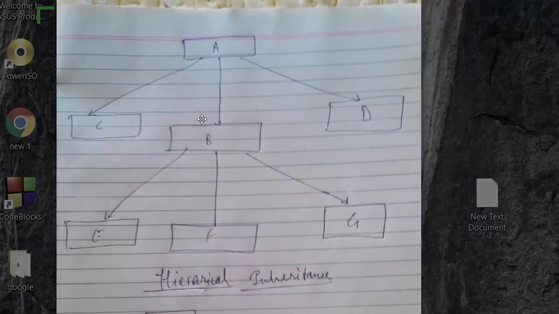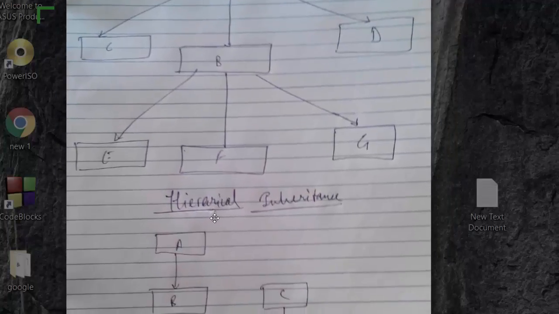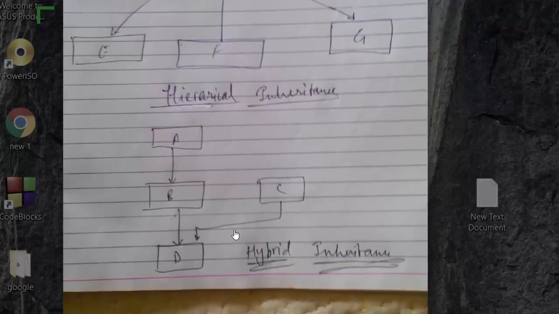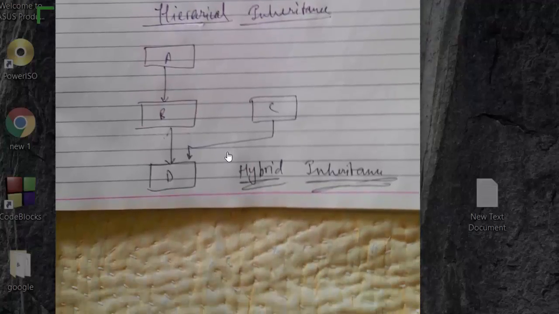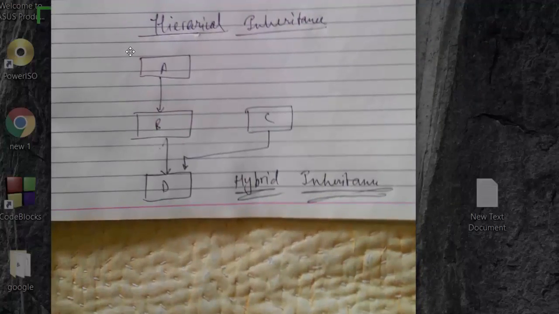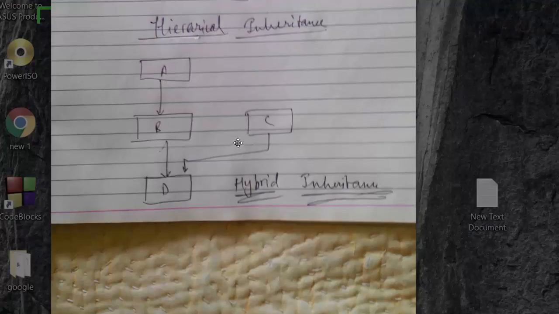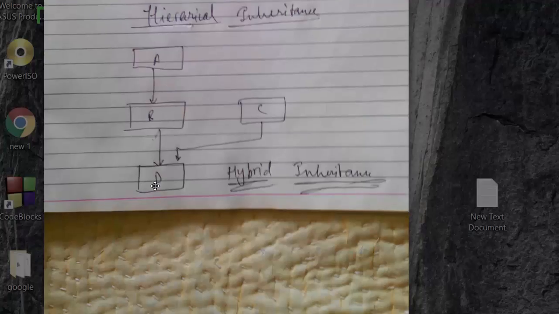So this is hierarchical inheritance, and the last one I need to teach you is hybrid inheritance. It's just a combination of multi-level inheritance and multiple inheritance. Here you see multi-level inheritance, and at this stage you see multiple inheritance. That's why it is called hybrid inheritance, because it's a combination of two different inheritances.